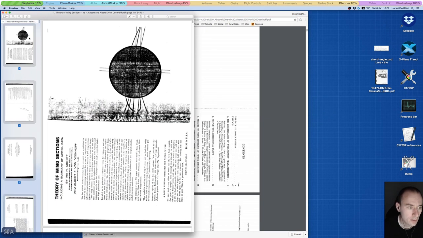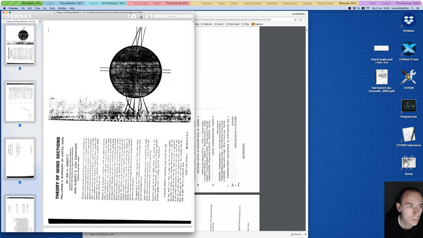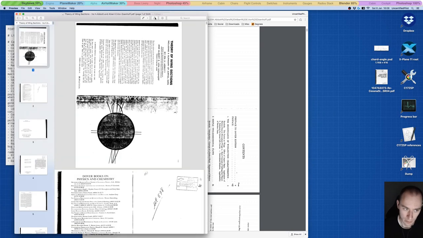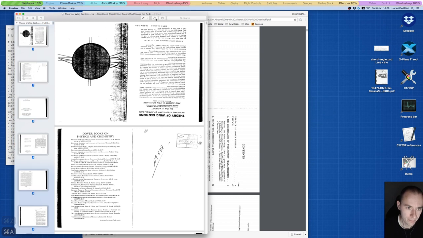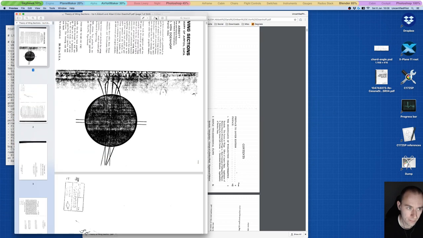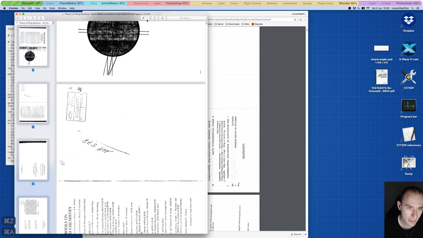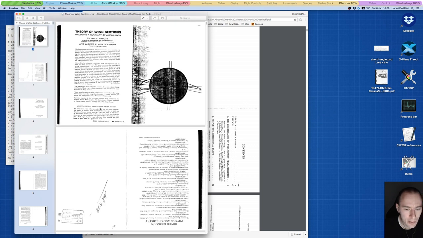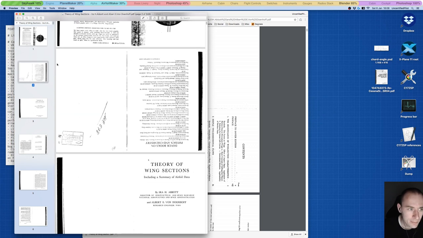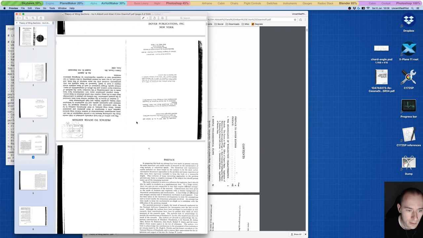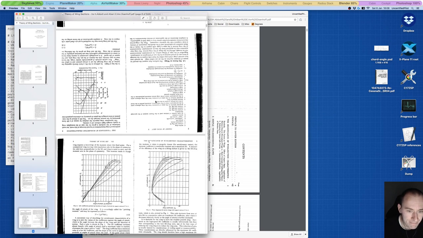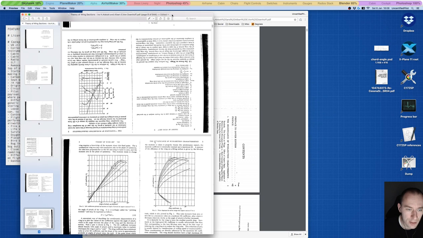Can we just easily rotate all of these? Edit. Rotate. Boom. The other way around. No, all of them. Huh? Oh, it's only that one. That's annoying. Okay, I don't really care then. Preface. Yeah, it's obviously... we cannot search this because these are just images.